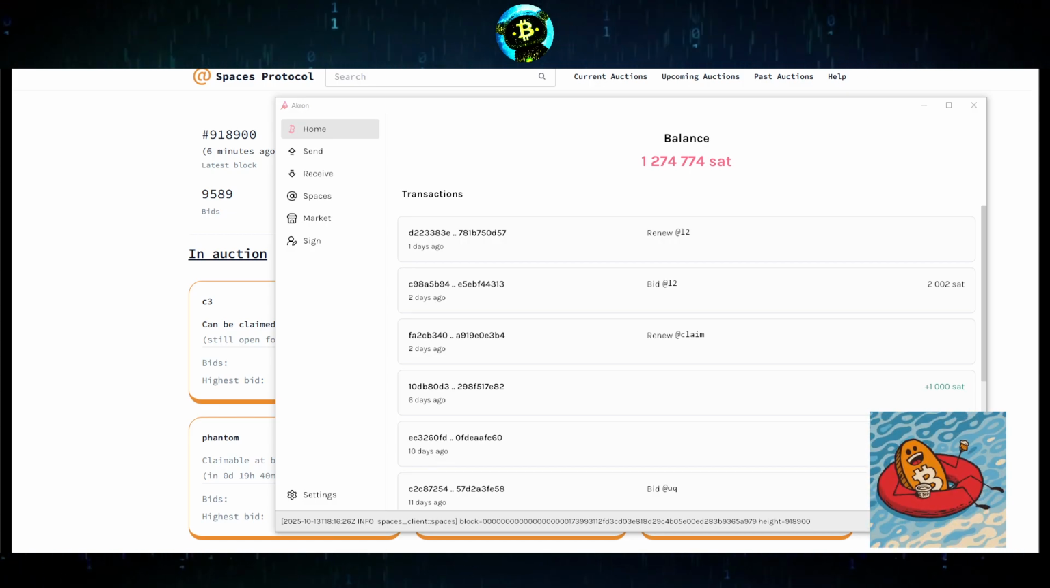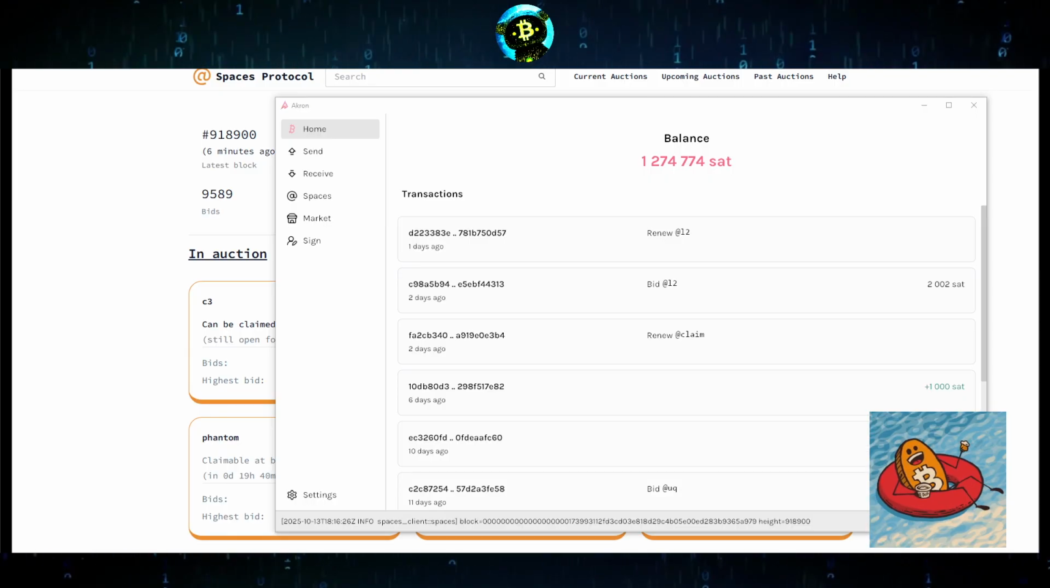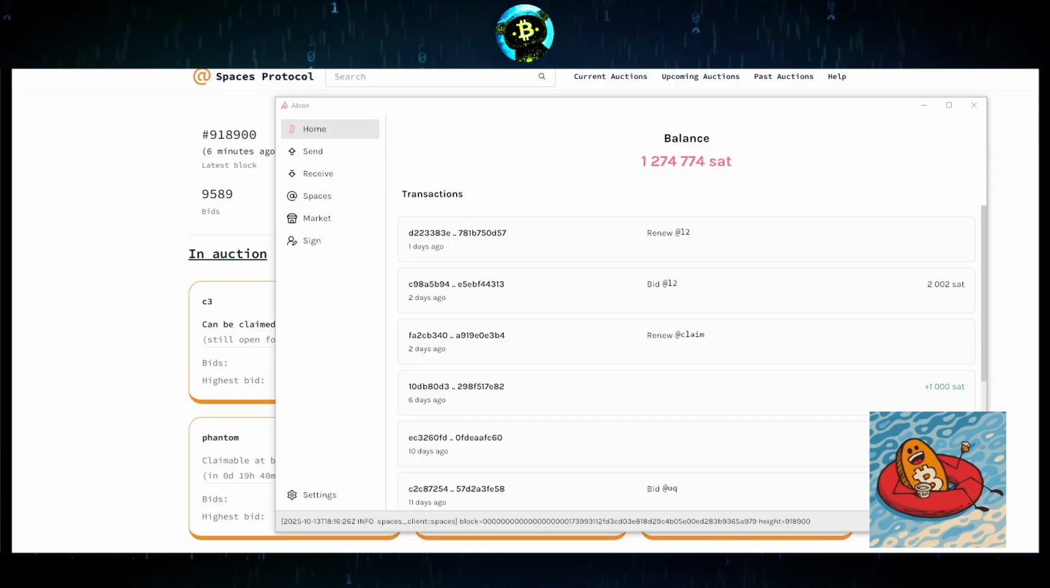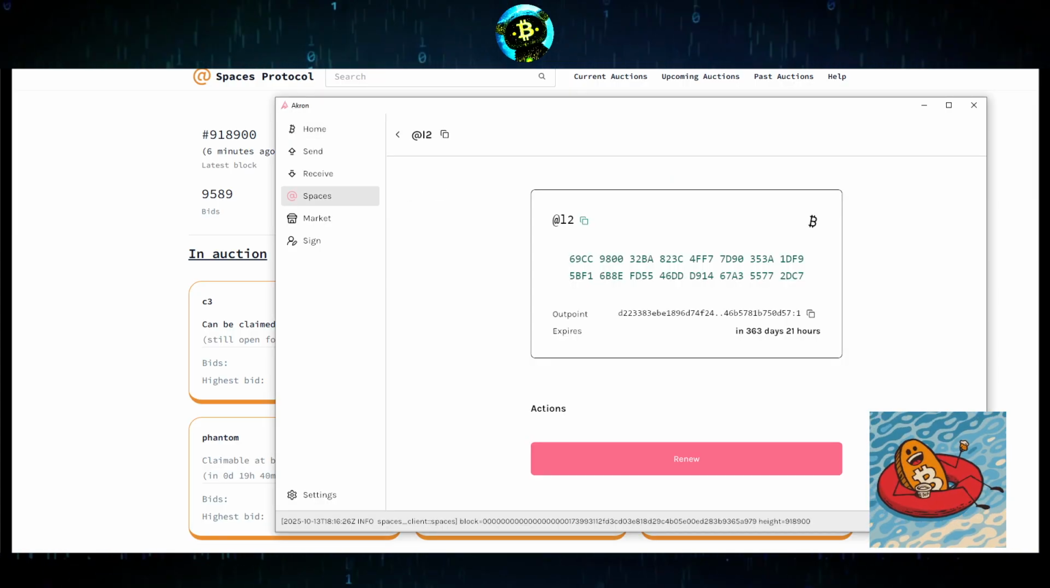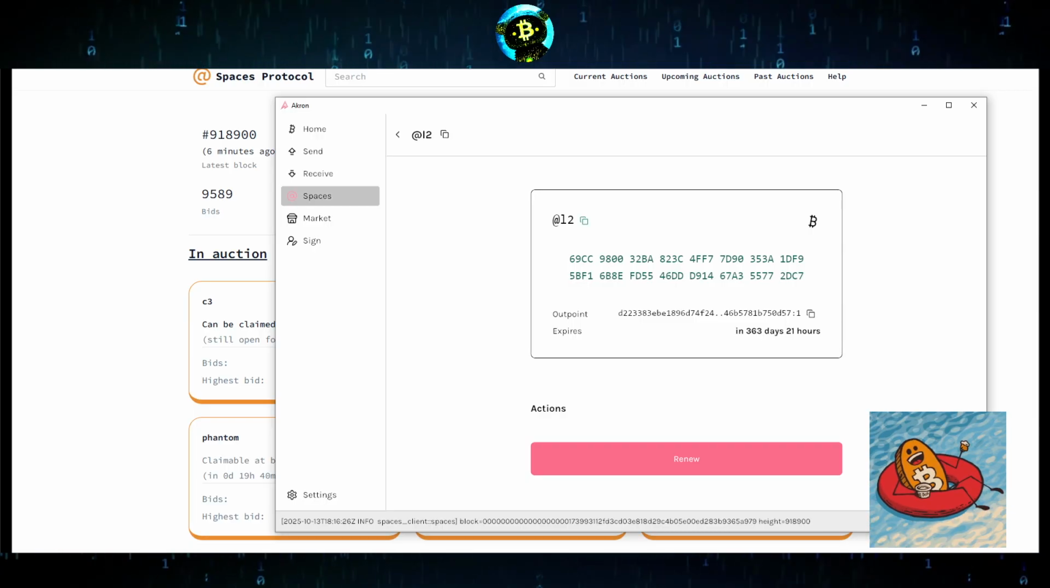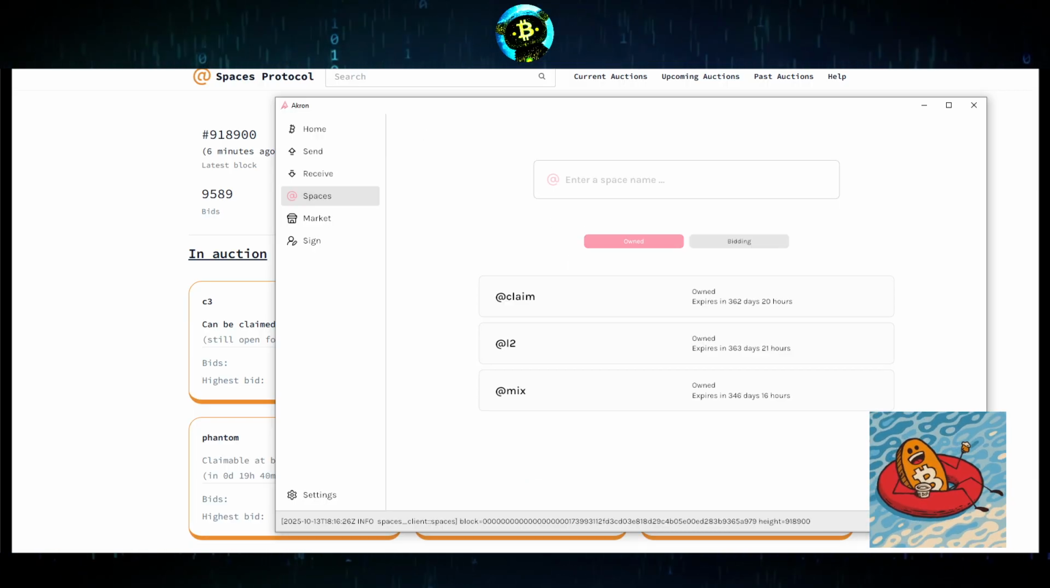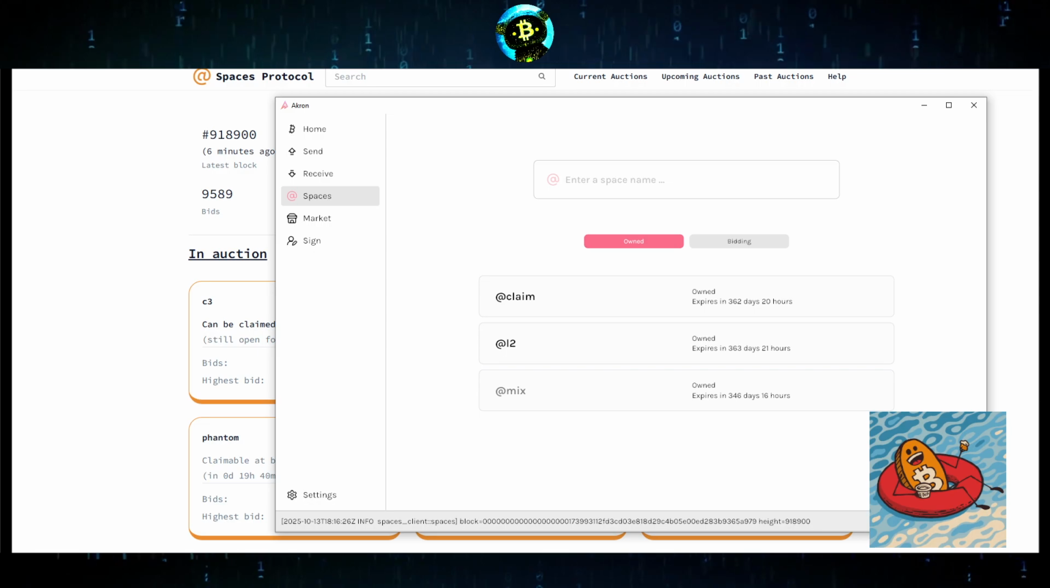All right, so catching up on our Spaces Protocol bids and claims in our Akron wallet here. We were able to claim, says renew here. We're able to get this space L2. So now we are the proud owner of 3 Bitcoin spaces: Claim, L2, and mix. So we're starting our portfolio up here, looking pretty nice.